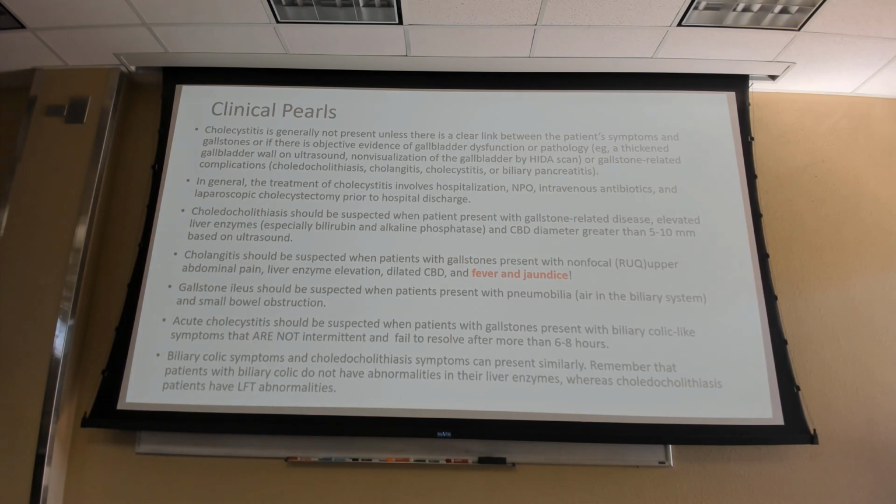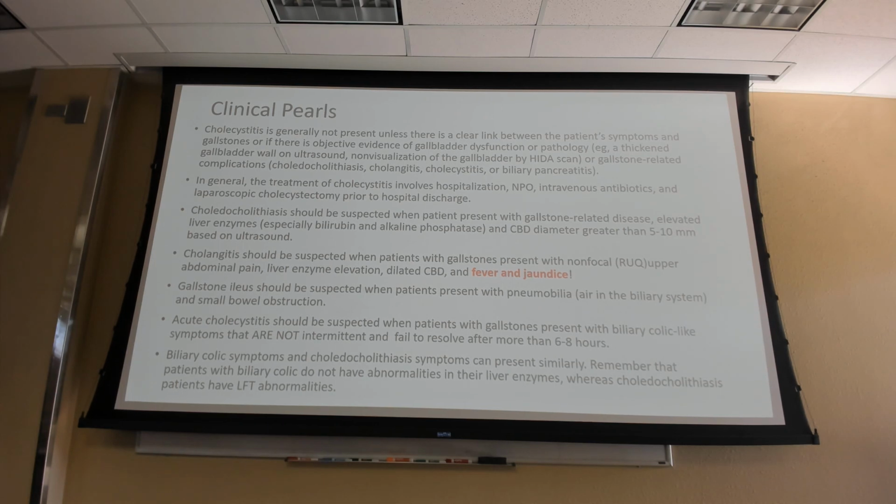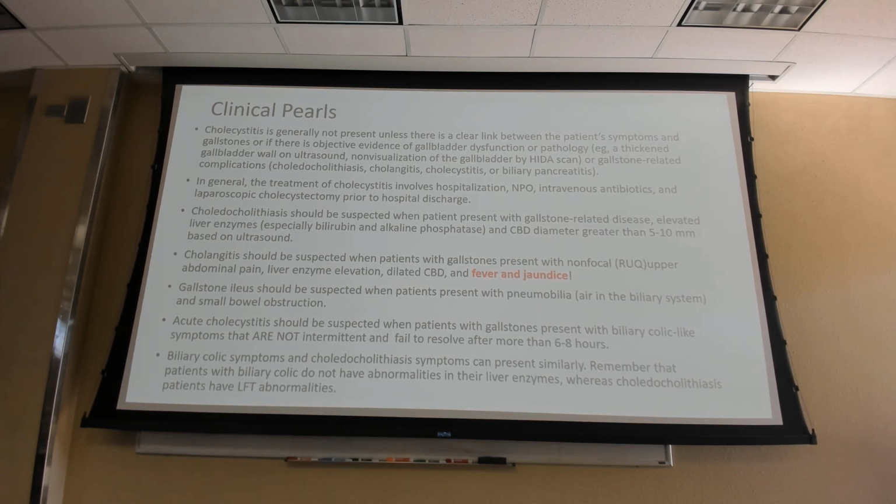Good. And then I kind of talked about, and we'll talk about cholangitis in a second, but like the gallstone ileus, obviously, you got that there in the biliary system and a small bowel obstruction, we need to be concerned for it. And then obviously the cholangitis, so if they have a fever and jaundice, they might have elevated liver enzymes or dilated CBD, we need to be more concerned for that.